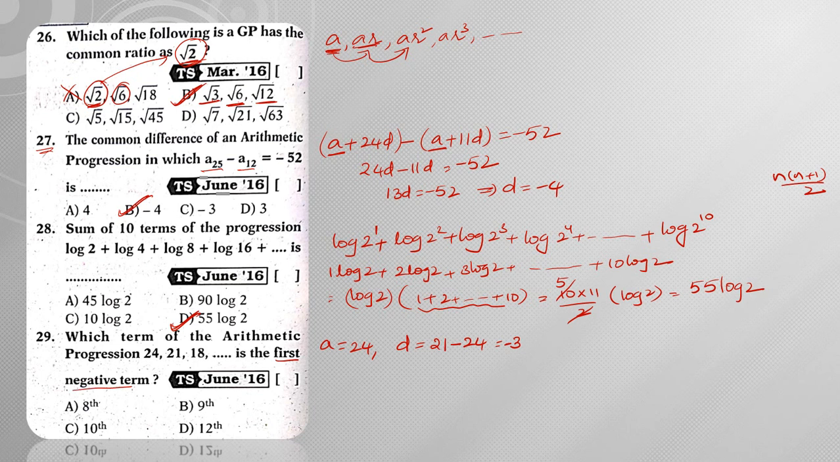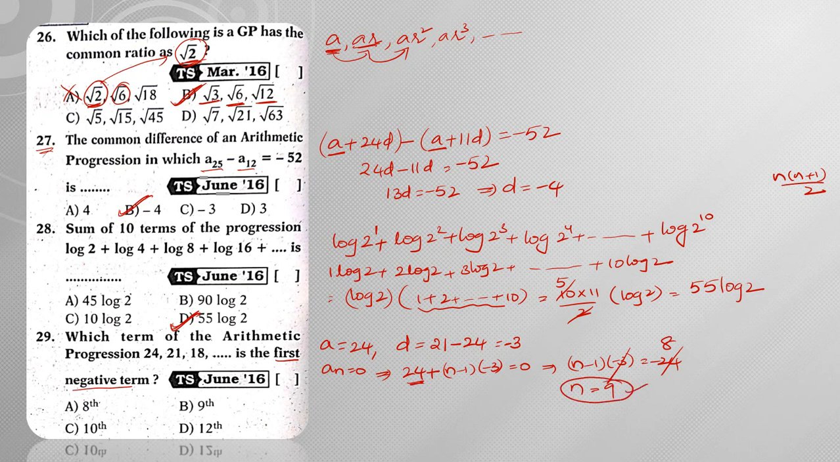Now, the question is asking for the first negative term. For that, first of all, we need to consider whether you are going to get 0 or not. Let us consider the nth term is equal to 0. The formula of nth term is a plus n minus 1 into d. When I substitute the values, 24 plus n minus 1 into minus 3 is equal to 0. When this 24 is transposed, I get n minus 1 into minus 3 is equal to minus 24. In 3 table, it goes 8 times. So from this n is equal to 9.